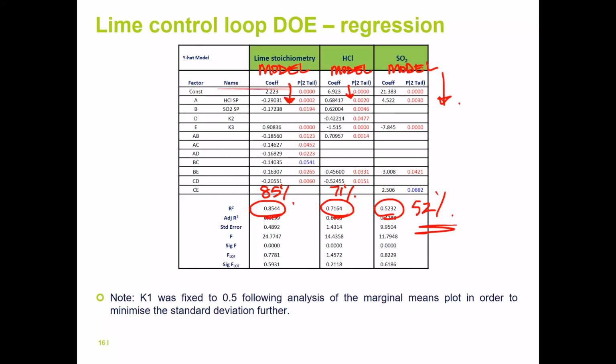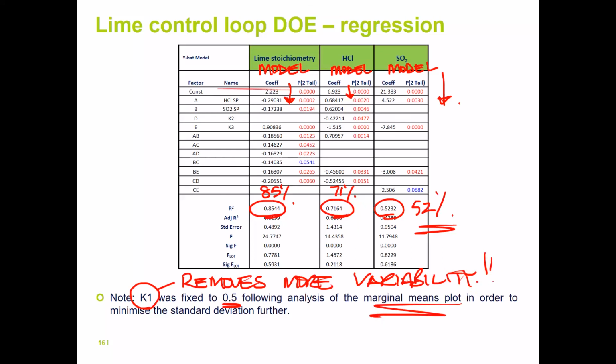Okay, and you can see that there's a comment on the bottom that from the analysis, one of the things they learned is that if you set K1 to 0.5, it removes even more variability. So they've gone for even more control here. It's a fantastic thing to do. Great knowledge came out of this experiment. They are using it to their advantage.